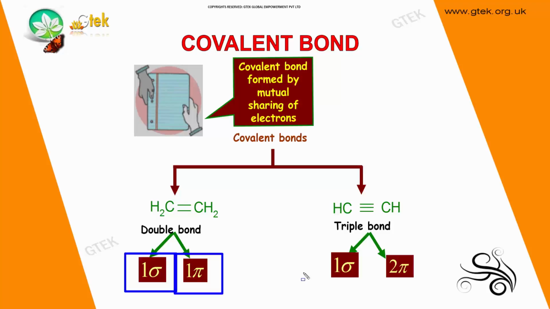1 sigma and 2 pi bond. So as I told, the covalent bond is formed due to mutual sharing of electrons. Now we'll talk about the formation of covalent bond.